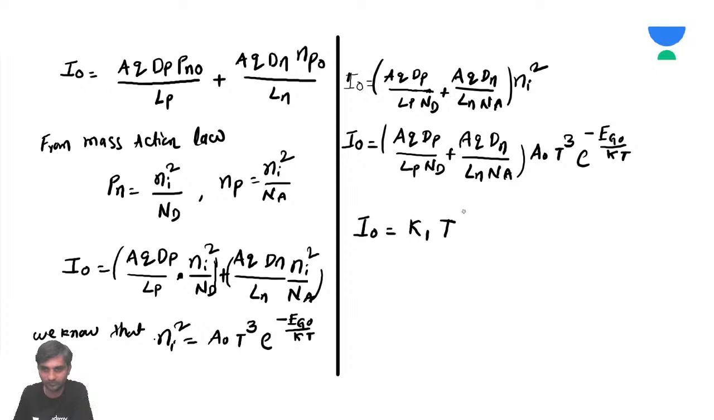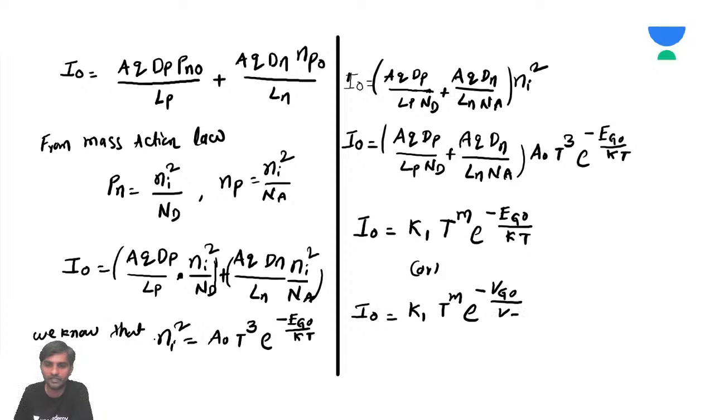This is a very important expression: T power m into e power minus Eg naught by kT. Or you can divide by kq and write this as I naught is equal to k1 into T power m into e power minus Vg naught by VT, where m is equal to 2 for germanium and 1.5 for silicon. Remember this point.